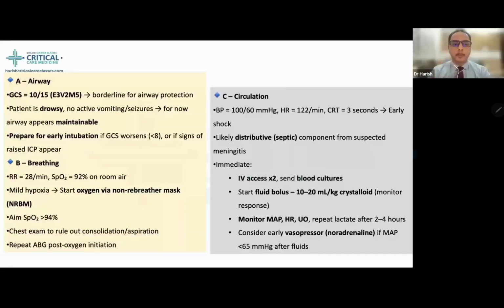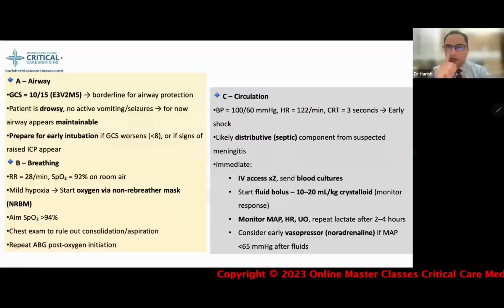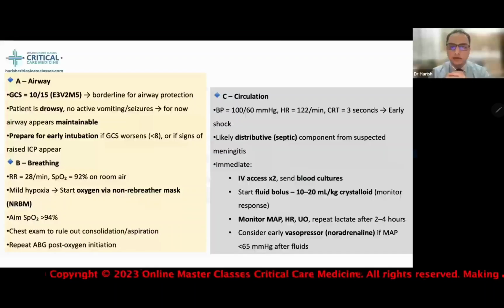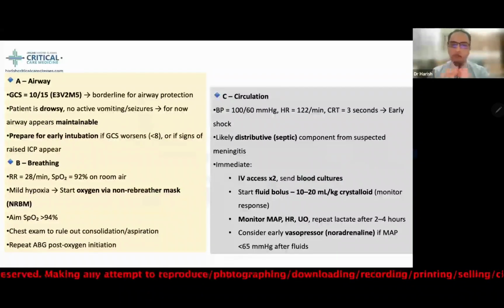early intubation if there is a worsening of the GCS to less than 8, or if signs of raised intracranial pressure appear, meaning sudden pupillary asymmetry, new onset focal neurological deficit, or further drop in GCS. These are some of the indications of increased intracranial pressure. Then you might require airway protection.